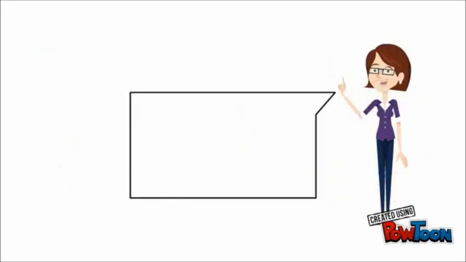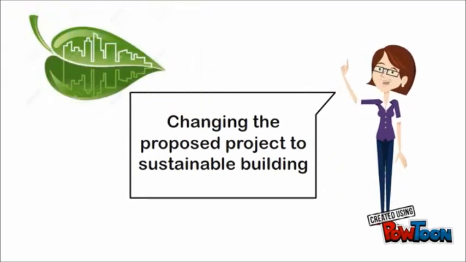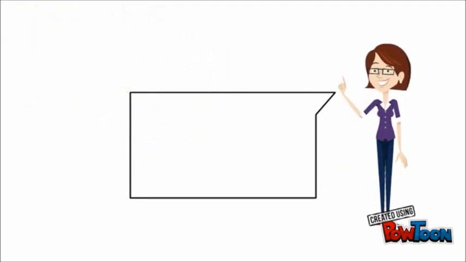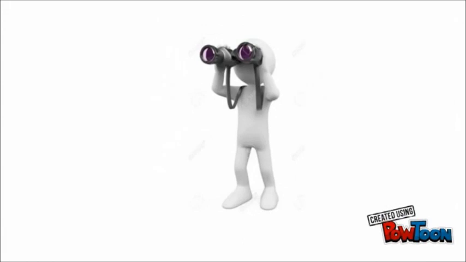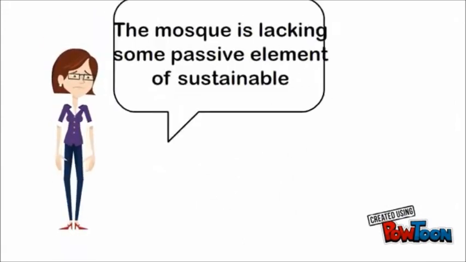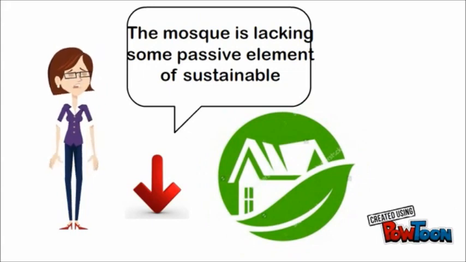The way to control and eliminate them is by changing the proposed project into a sustainable building. And now, we will proceed to the recommendation to improve the indoor air quality for the mosque. Based on the observation of the project on site, we notice that the mosque is lacking some passive elements of sustainability to control the indoor air quality.